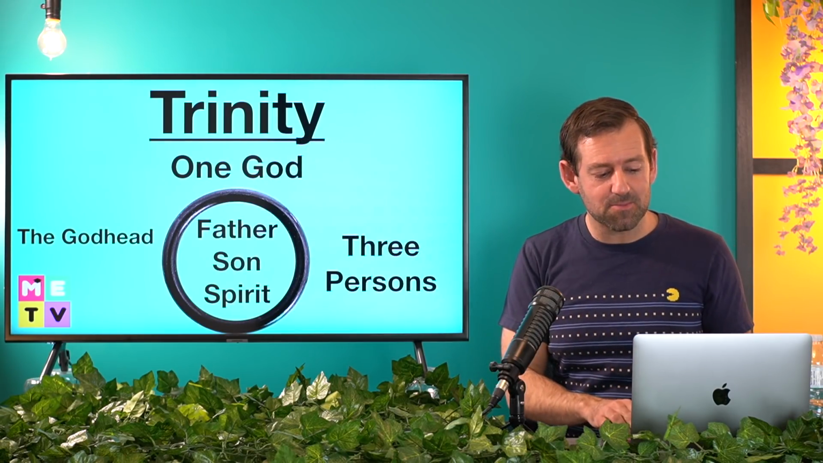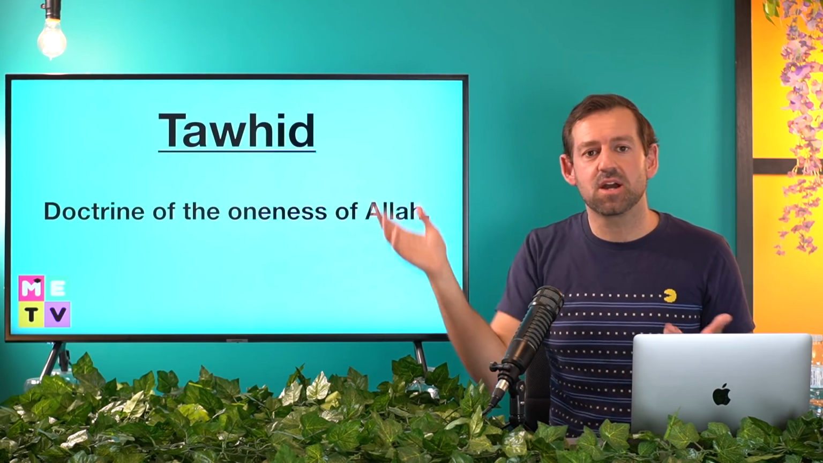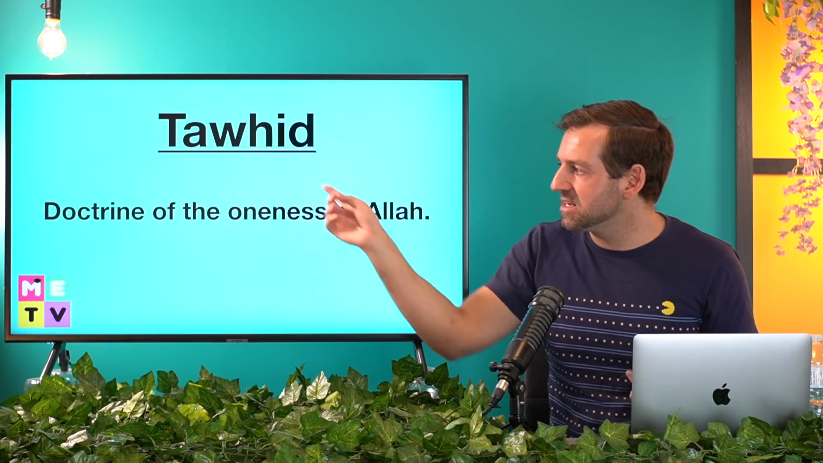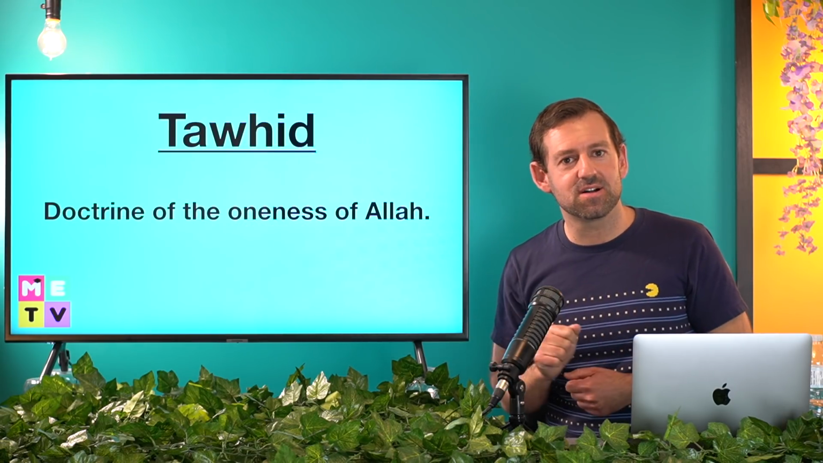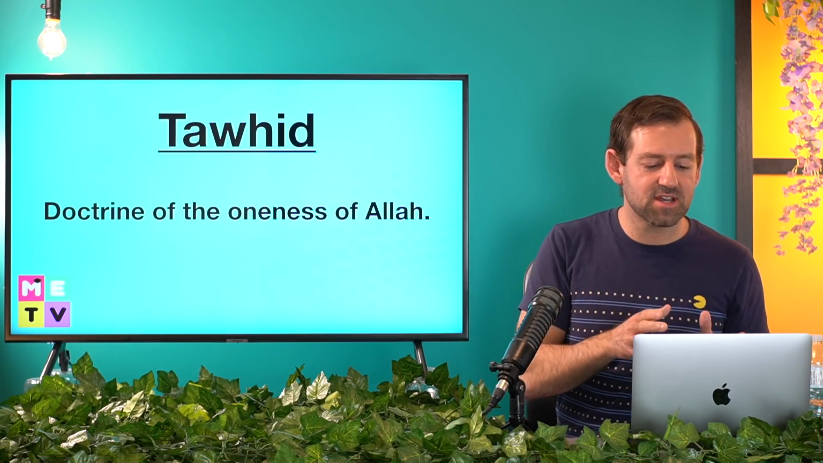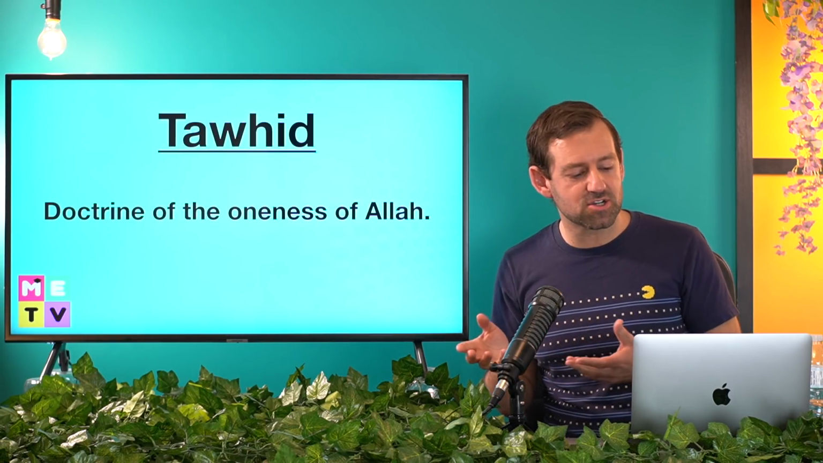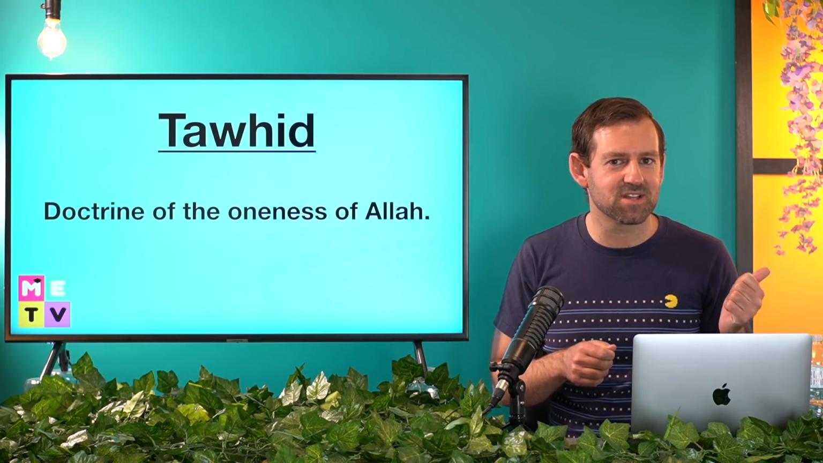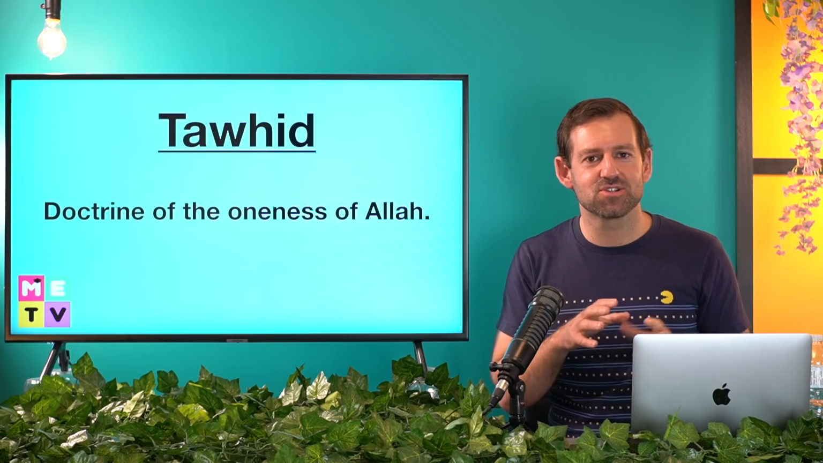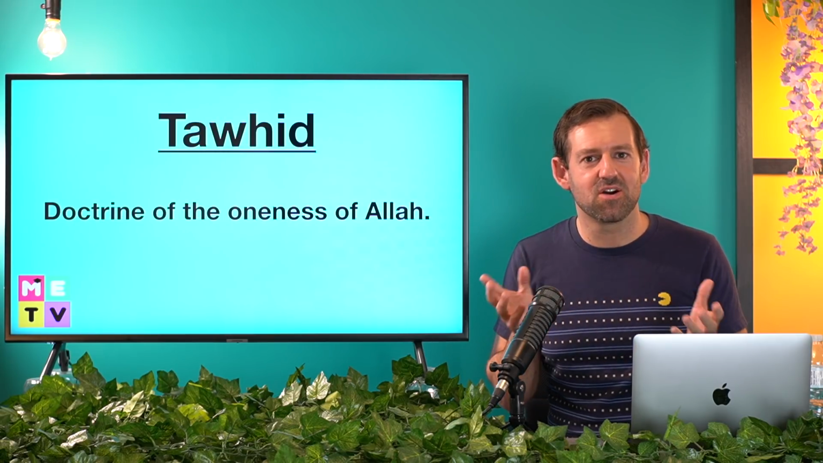Now in Islam, they have a word that sort of looks a little bit similar, and that is Tawheed. This is the doctrine of the oneness of Allah, right? So Christians have the doctrine of the Trinity, and Muslims have the doctrine of Tawheed. Remember the word doctrine from the last lesson? Doctrine just sort of means like a set of beliefs. It's sort of similar to the word theology, right?